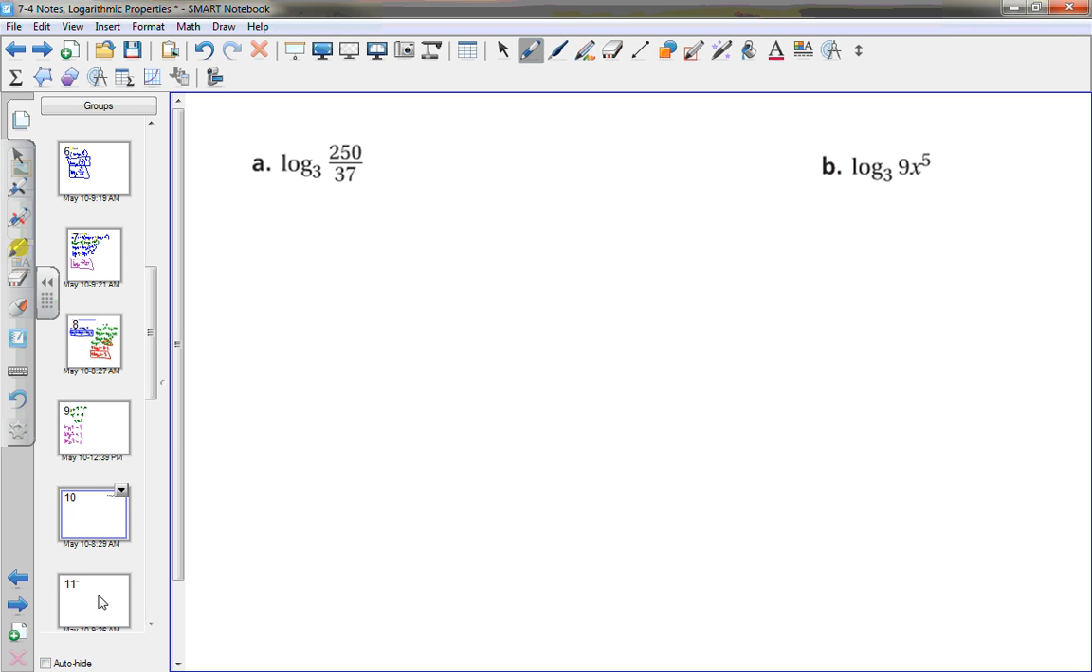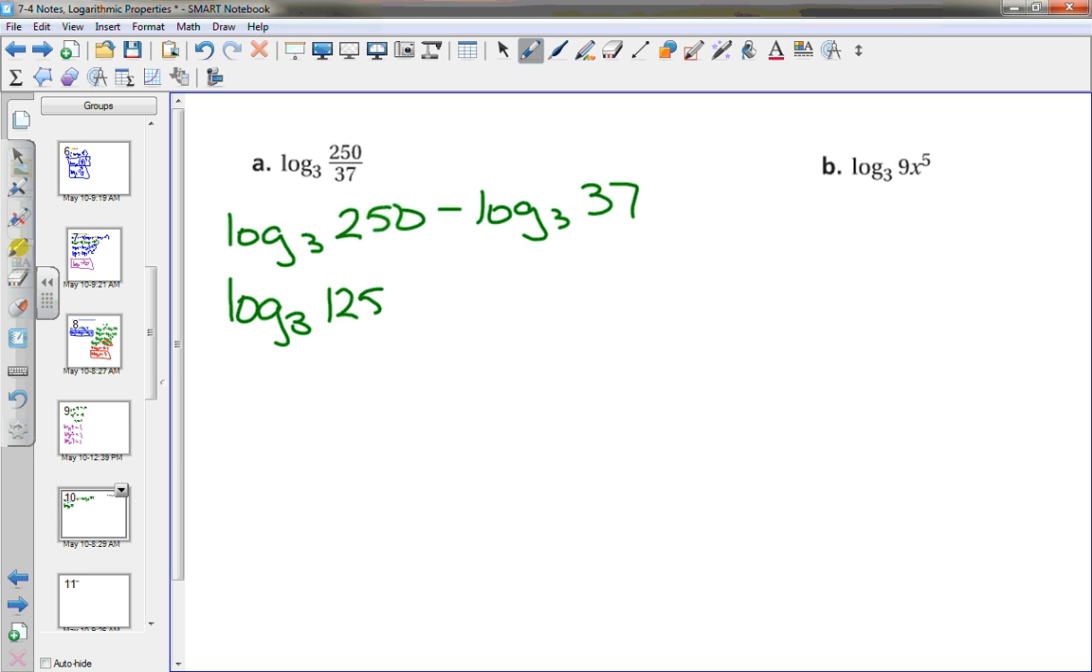So when you look at this, what do you first notice? You see a fraction, which means a fraction is division, right? So in log world, that division is subtraction. And then I see 250, and I think that that's 125 times 2, isn't it? Right? So this is actually going to be log base 3 of 125 times 2. And 37 is what type of number? It's prime. So can I do anything with a prime number? No. So I know that the log base 3 of 37 is stuck.